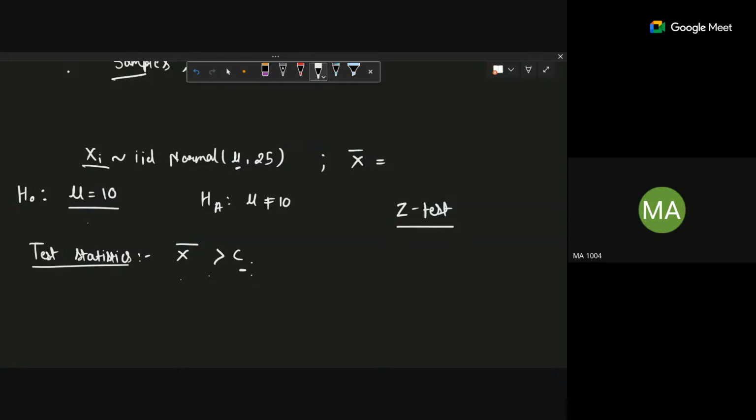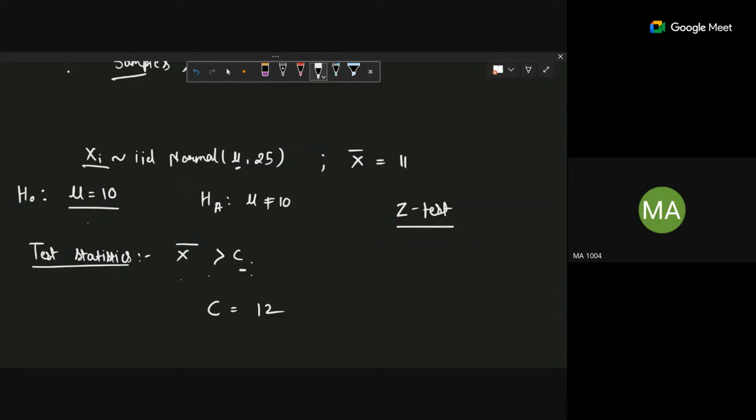Now, I'm again giving one value for the sample mean. Let's say the sample mean is 11, and we solve the problem and come to know that the value of c is 12. Then what will you do? What will be your result, your conclusion, from this given scenario?